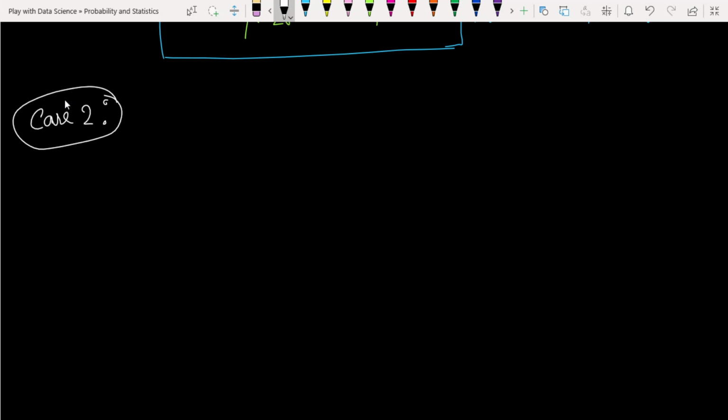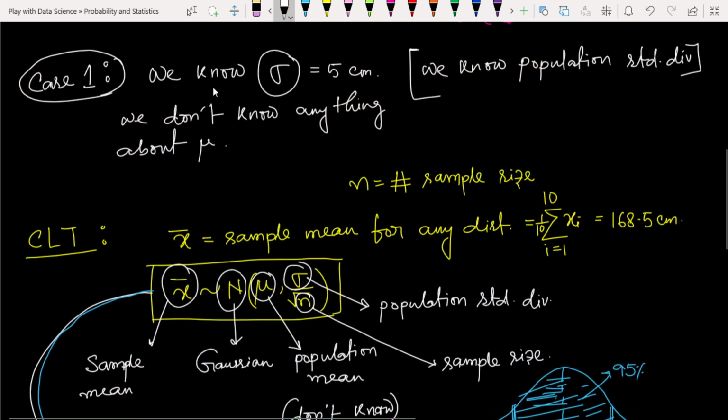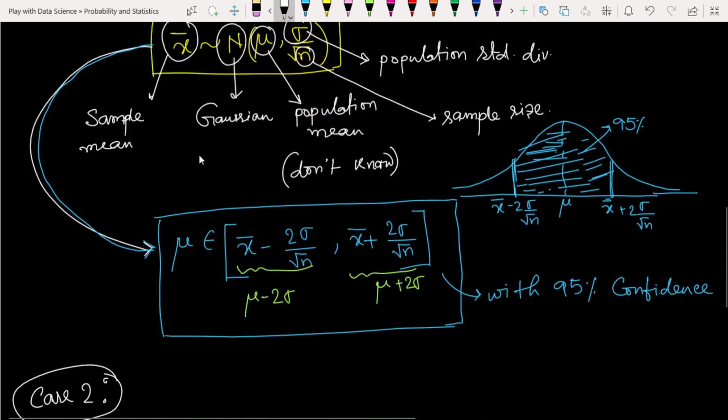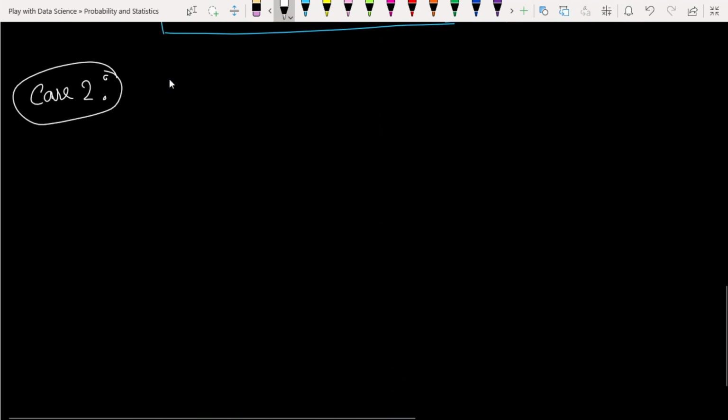Now case 2. In the previous cases, we did know the population standard deviation. In the second case, we don't know anything about the population mean, and we don't know the population standard deviation either.